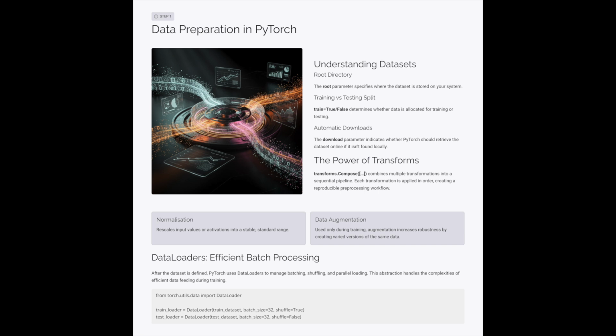Datasets, existing or custom. Every deep learning project begins with data. We may either select a dataset that already exists or construct a custom one. When using an existing dataset, several parameters guide our setup. Root specifies the directory where the dataset is stored. Train equals true or false determines whether the data is allocated for training or testing. Download indicates whether PyTorch should retrieve the dataset online if it isn't found locally.